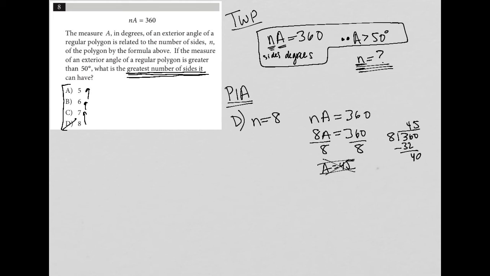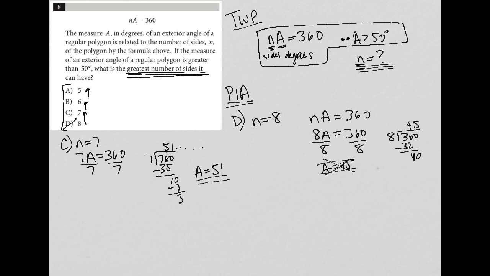So how about the next number, the next highest N value? So C, well, that says that N is equal to 7. So then that would turn this equation to 7A equals 360, divided by 7. Again, 7 into 360. 7 times 5 is 35. Leaving me with 10, 7 times 1 is 7, leaving me with 3, and of course I'd have some decimals here, I don't want to go that far. So in this case, A is equal to 51, so that's pretty good. 51 point something, that's pretty good. We wanted A to be greater than 50, 7 is the largest number that gets us there. So I'm going to say that choice C is the best answer because of that.